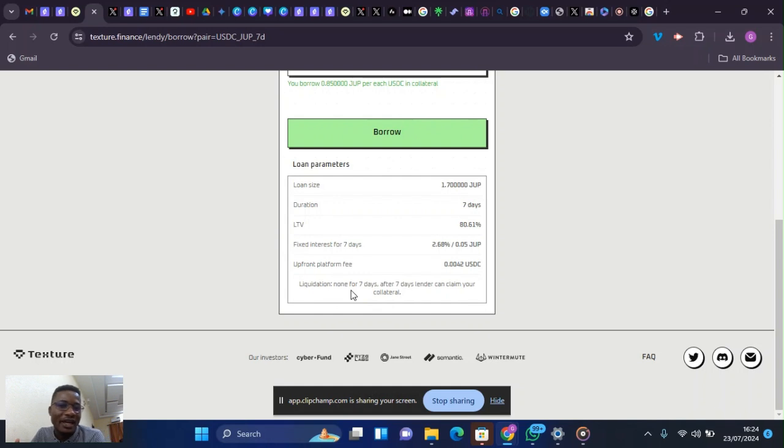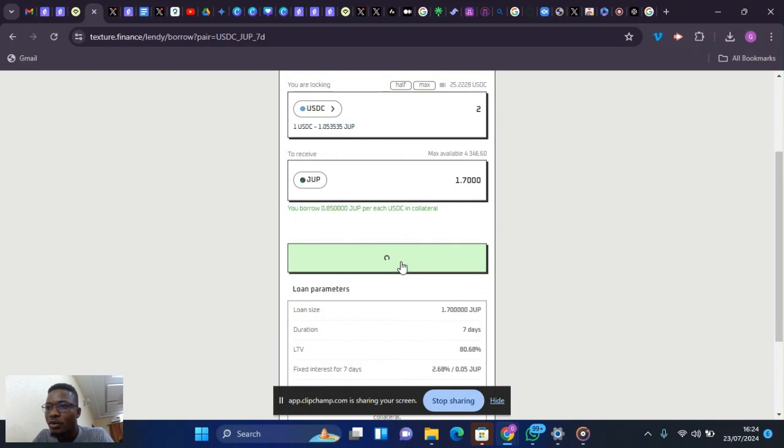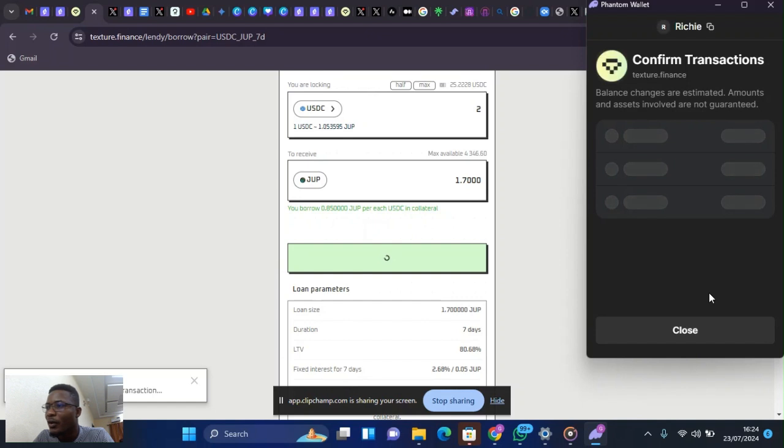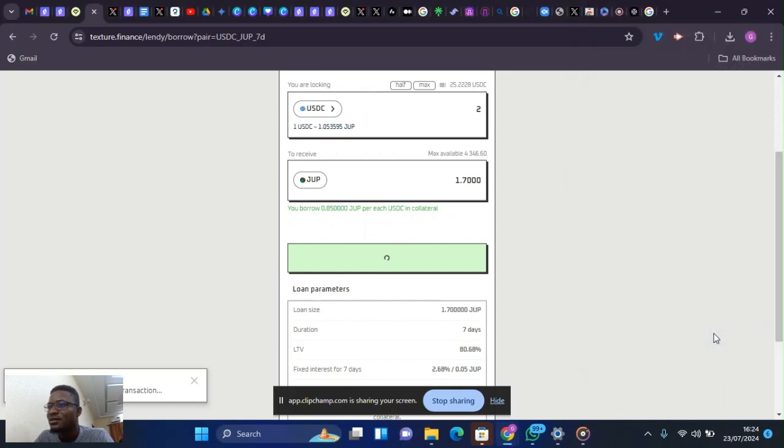Liquidation does not really happen. What only happens is that the lender can claim your collateral after 7 days if you don't pay back the loan. You can still pay back after 7 days if he has not claimed the collateral, because obviously it is his right, since you are defaulting. So you can time yourself and come around and clear your debt. Let me go ahead and borrow. This is how it works. I'll sign the transaction and we are up and running.